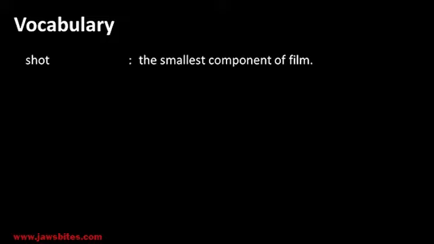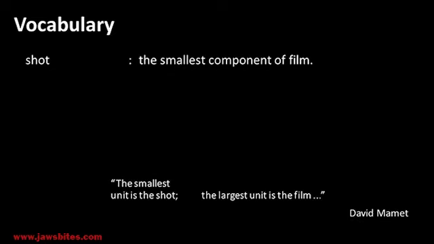We are going to need some basic vocabulary to organise and better communicate our ideas. Filmmaking units start with the shot as the smallest component of film. The largest unit is the film itself. These are physical units, like building blocks. You roll the camera, you create the shot. You edit these shots together to make the film.